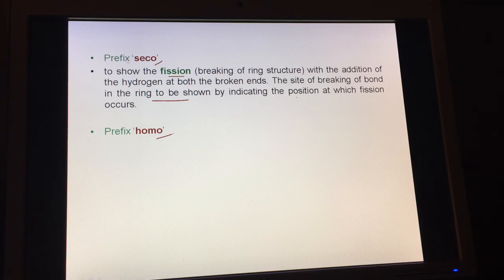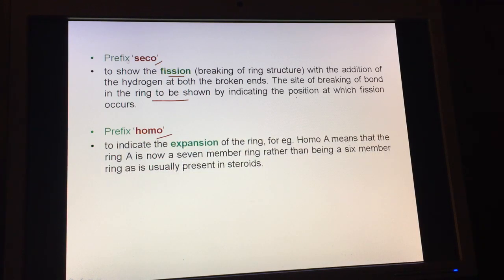Like we have used NOR for representing the contraction of the ring system, likewise, we have HOMO to represent the expansion of the ring system. For example, B HOMO means the ring B is now a 7 membered ring. Likewise, A HOMO means the ring A is now expanded to a 7 membered ring system, and likewise we use the ring name and then we add HOMO. It indicates the expansion of the ring system.